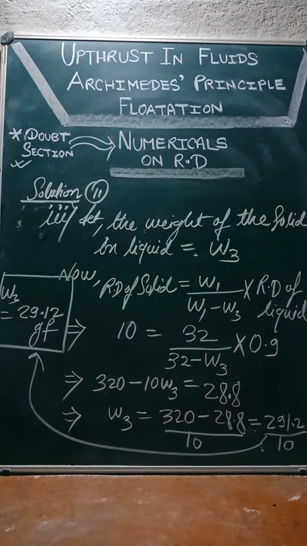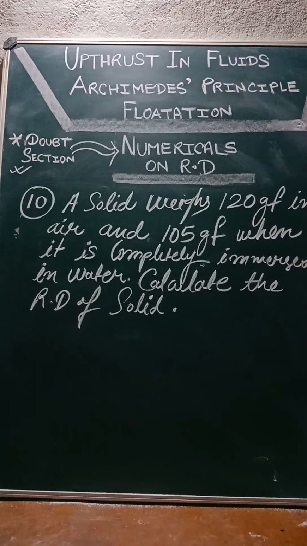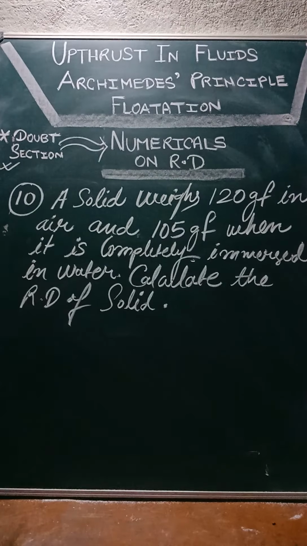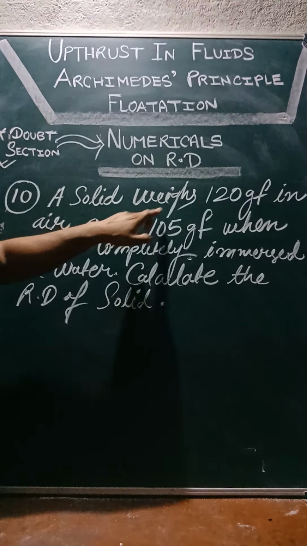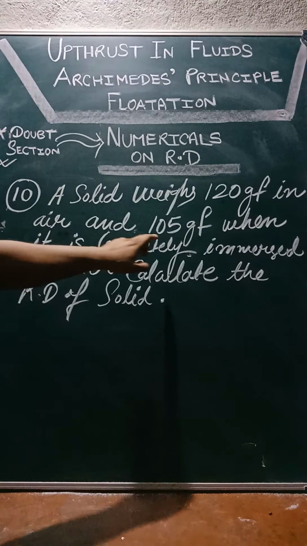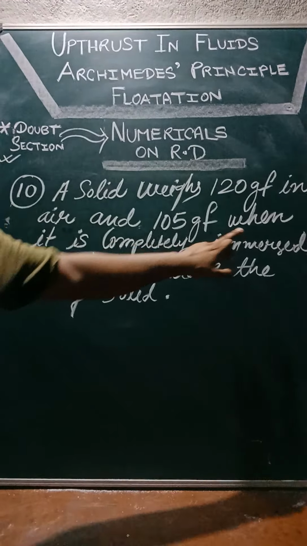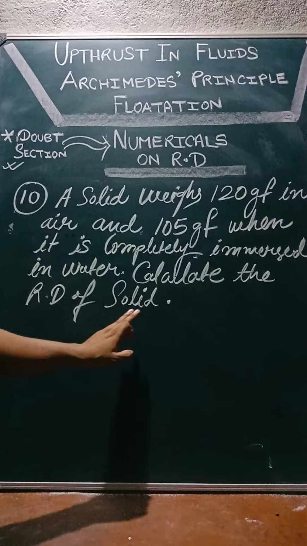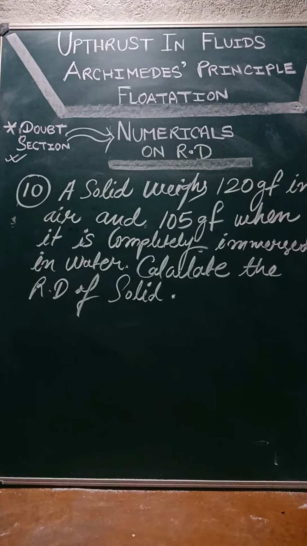Let's see that. So now, students, we are going to solve another question on relative density for today's video. This question says a solid weighs 120 gf in air and 105 gf when it is completely immersed in water. So calculate the relative density of the solid. So let's see the solution.